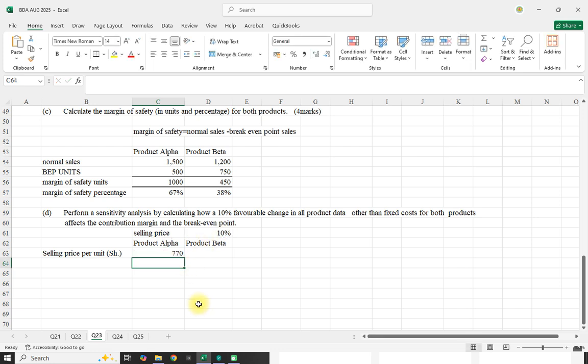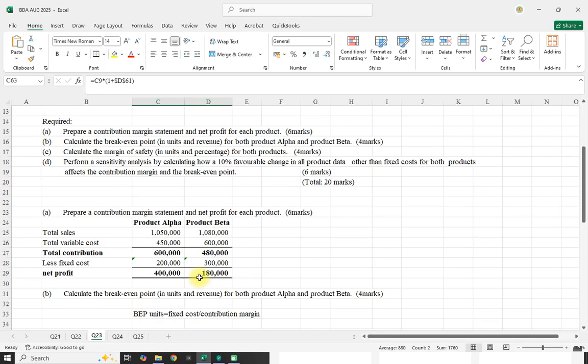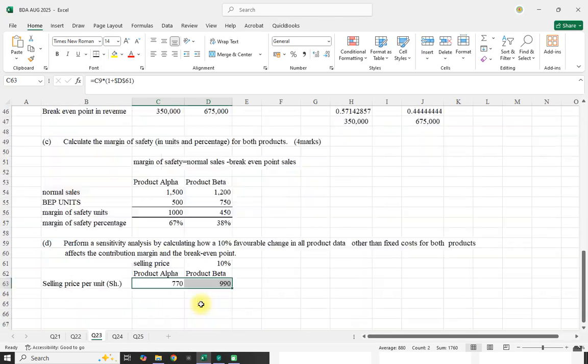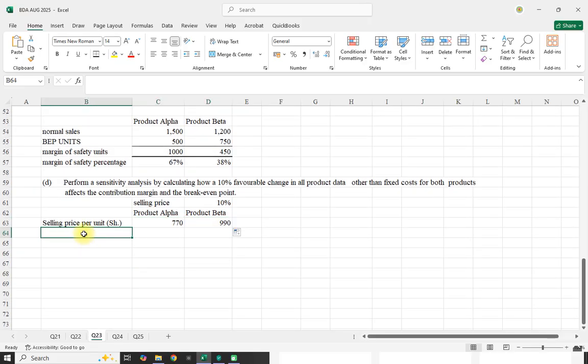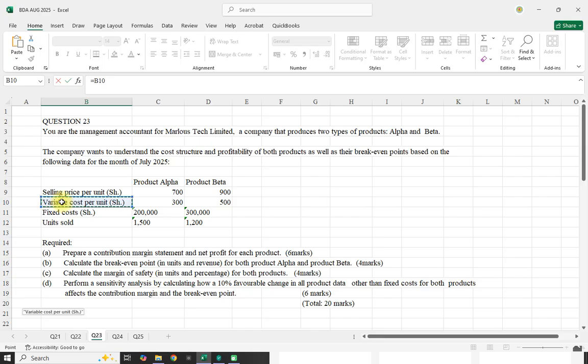We'll get that one will be 770 and this other one will be 990. When you increase, remember the other one was 900, it will increase to 990. The variable cost remains constant. Remember, variable cost doesn't change.